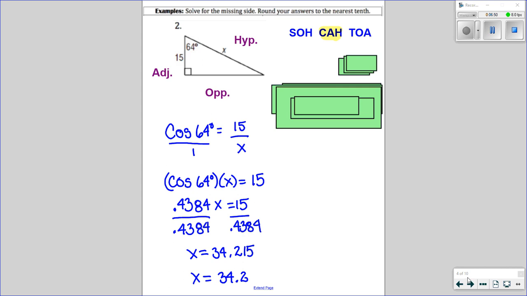All right, so again, your labeling of the sides is determined based on where the angle is placed. Whatever side is next to that angle is adjacent. What's on the other side of that angle, that side that's on the other side, is opposite. And of course, hypotenuse is always opposite the 90-degree marker.